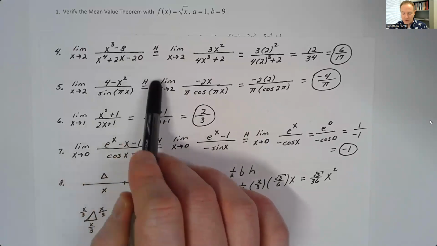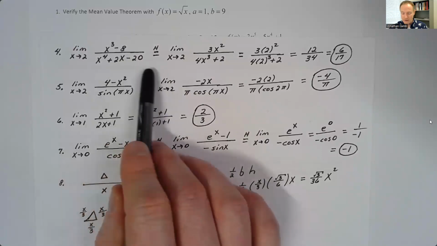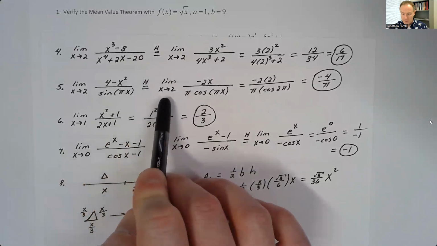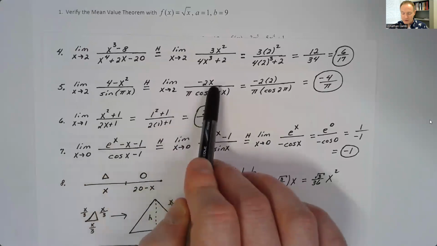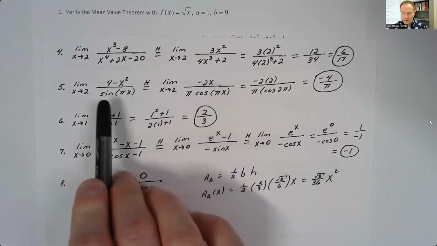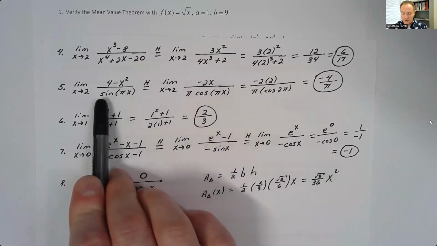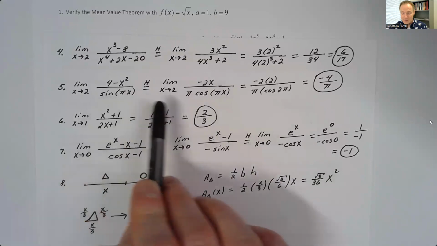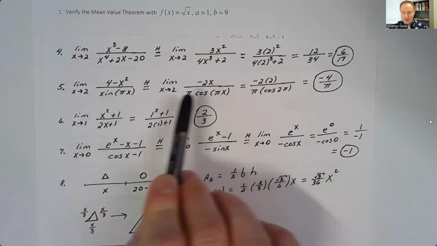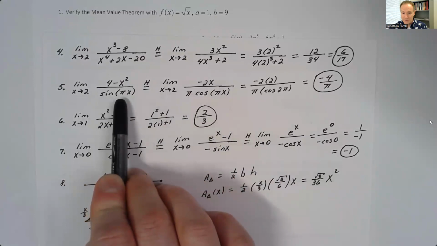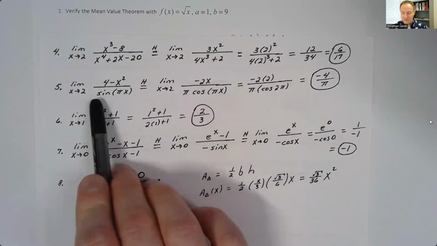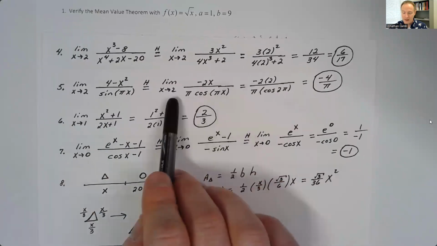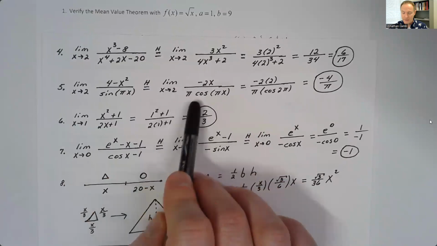Every time you use L'Hopital, you must show me the h over the equal sign. This is still going to be the limit as x approaches 2. Derivative of the numerator is going to be negative 2x. Derivative of the denominator, derivative of sine is cosine. I keep the angle. Then I multiply by the derivative of the angle thanks to the chain rule. That's where that pi came from out front. So it was the cosine of pi x times pi. I went ahead and brought the pi out front.